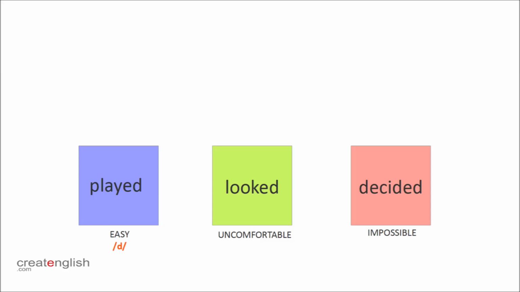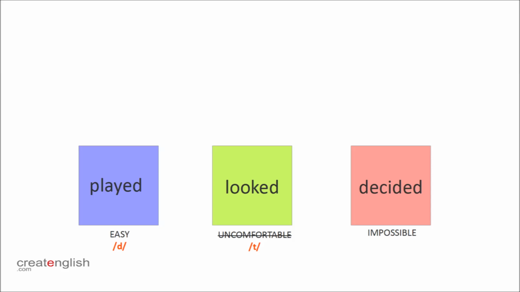In the second box, I'm going to change something, because the word in the second box was kind of uncomfortable to pronounce with d at the end. Remember? Looked. I'm going to make a change, and instead of d, I'm going to say t. Let's see if it makes it easier. Looked. Yes, it is easier, so I'll keep that in the second box.